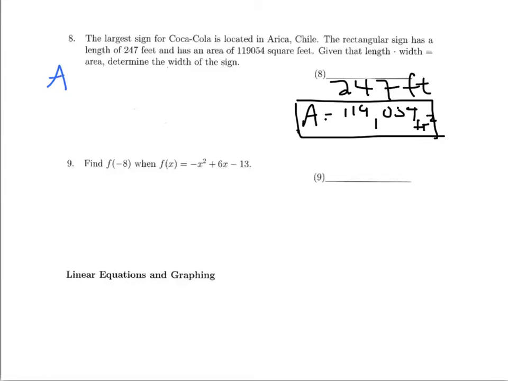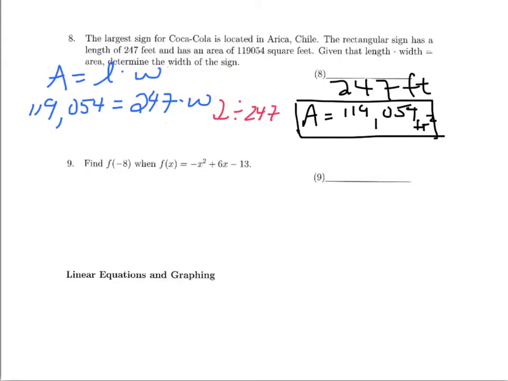So we can set up an equation. We know that the area of a rectangle is equal to length times width. The area, they tell us, is 119,054 feet squared, and that's equal to the length, 247, times the width, which we don't know. So we are trying to determine the width of the sign. Let's go ahead and divide both sides by 247. Grab your calculator to do that. And when you divide both sides by 247, you are going to get 482. So the answer is 482 feet.